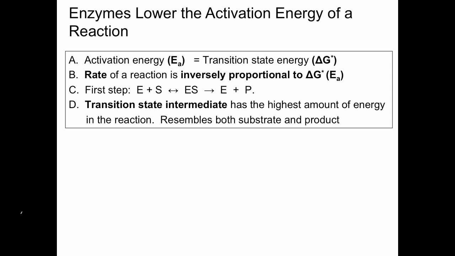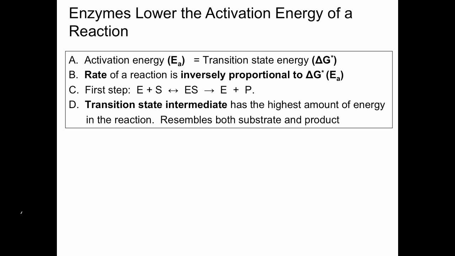So how do enzymes work, and how do they catalyze a reaction? Well, it turns out that enzymes actually lower the activation energy of a reaction. For our purposes, activation energy, or EA, is equal to transition state energy, also known as delta G prime. The rate of a reaction is inversely proportional to delta G prime, or E sub A. So the larger the delta G prime, the slower the reaction. The smaller the delta G prime, the faster the rate of a reaction.